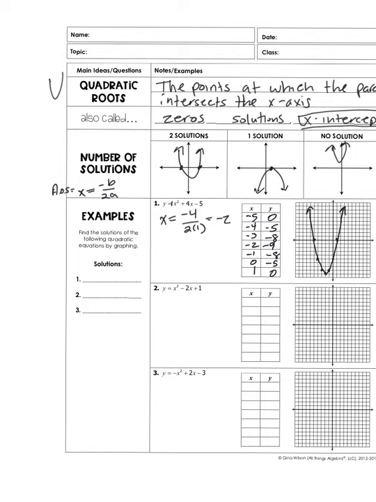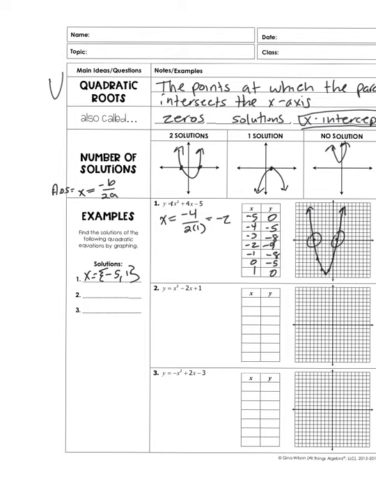It opens up because a was positive. And where does it cross the x-axis? Well, it crosses at 1 and negative 5. So x equals, we list them from least to greatest in set notation.